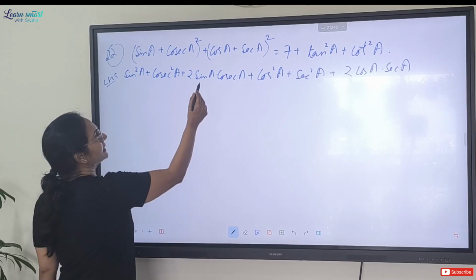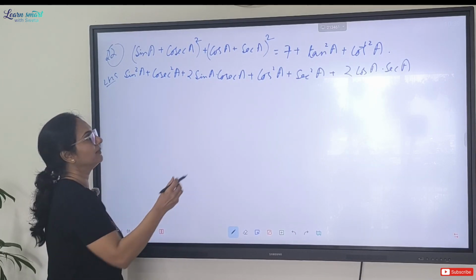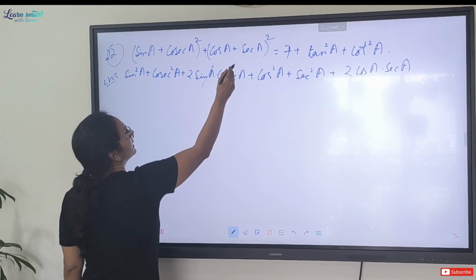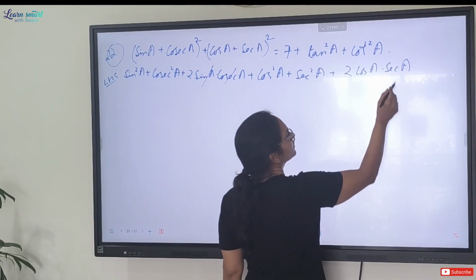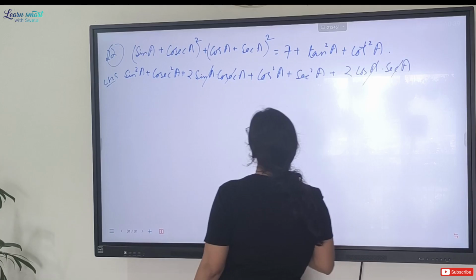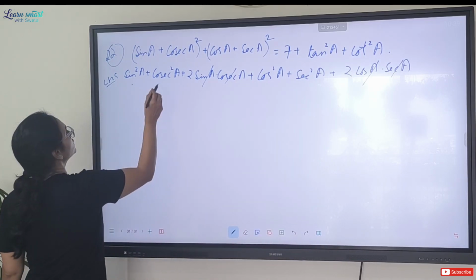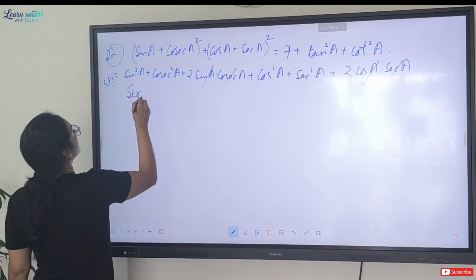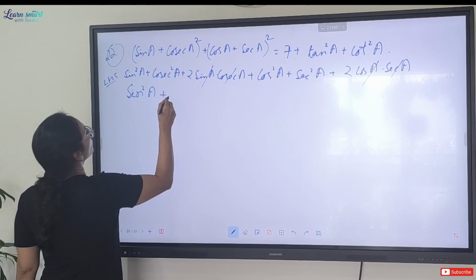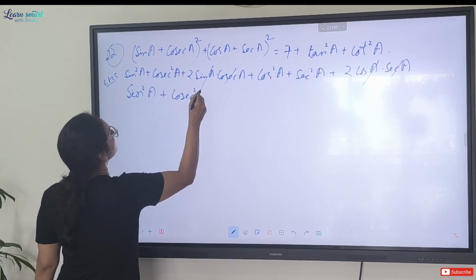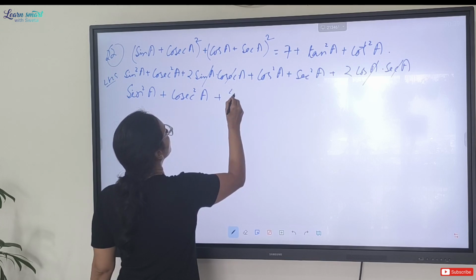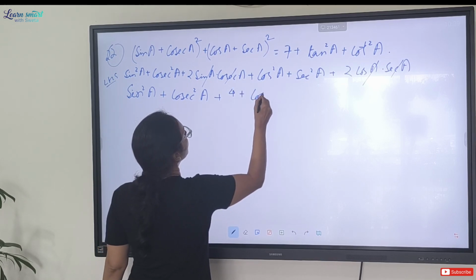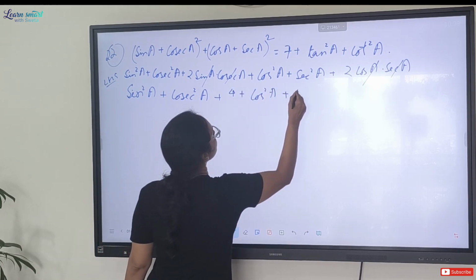Now what? See, sin A and cosec A are reciprocals because cosec is 1 by sin, so we can cancel this. Here also sec is the reciprocal of cos, so we can write sec as 1 upon cos, and this also cancels. What we are left with is sin square A plus cosec square A plus 2 is 4, and plus cos square A plus sec square A.